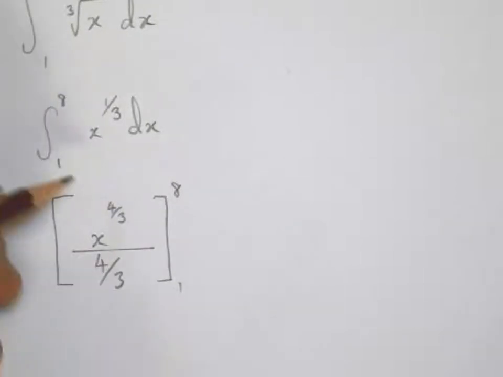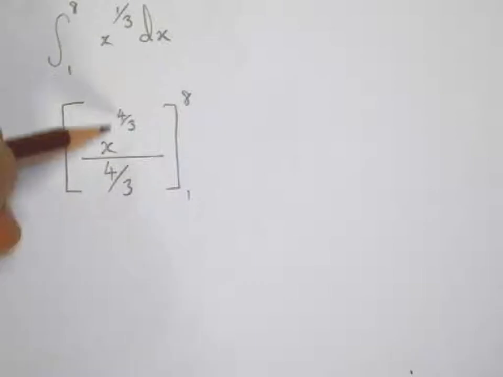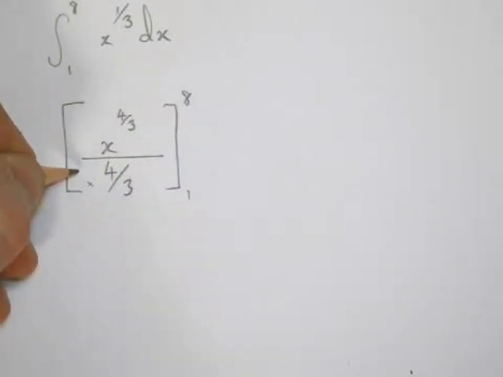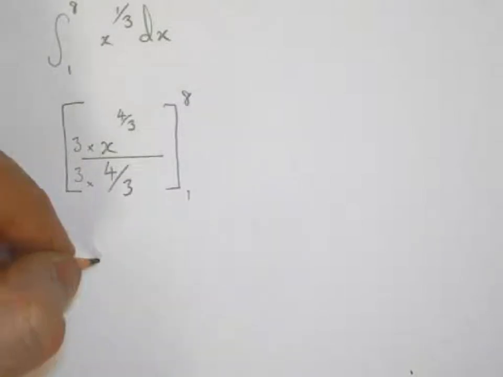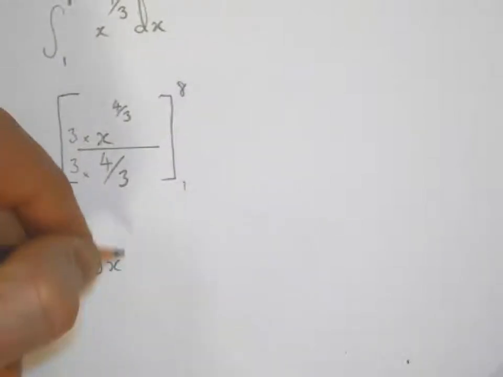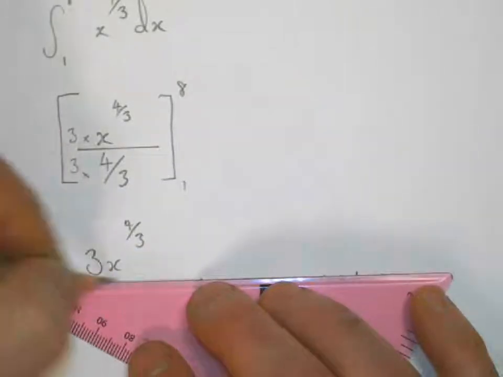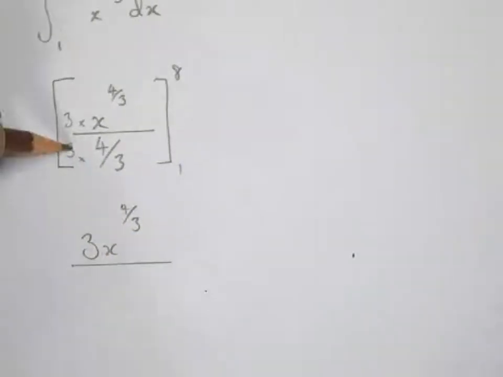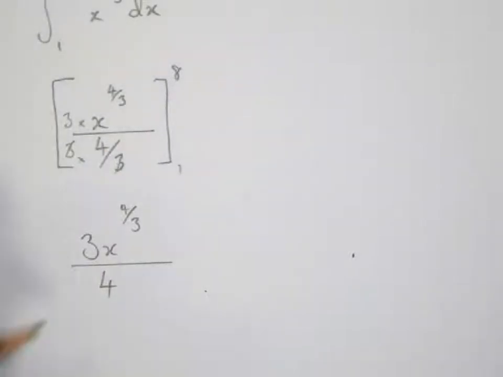To tidy this up a little bit, we can remove this double fraction here by multiplying both the top and the bottom by 3. So you end up with 3x to the power of 4 thirds, all over, and then these 3's here will cancel, so you just end up with 4. And again, that's still in between 8 and 1.